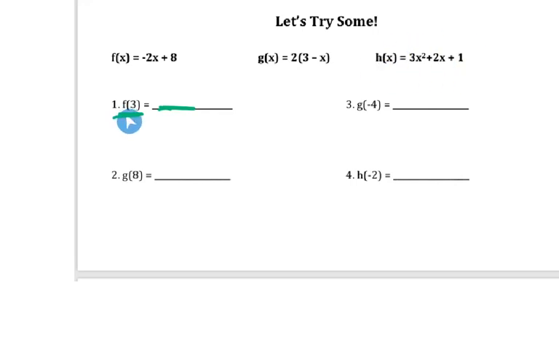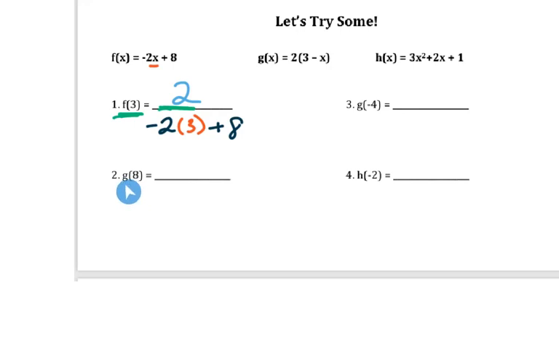So number 1 says, hey, take your f function and plug into my input. My x value is a 3. So I'm going to write -2, instead of this x, I replace it with a 3. And then there's a plus 8. -2 times 3 is -6. -6 plus 8 is the number 2. So my answer is that when my x value is 3, my output, my y value, is a 2.